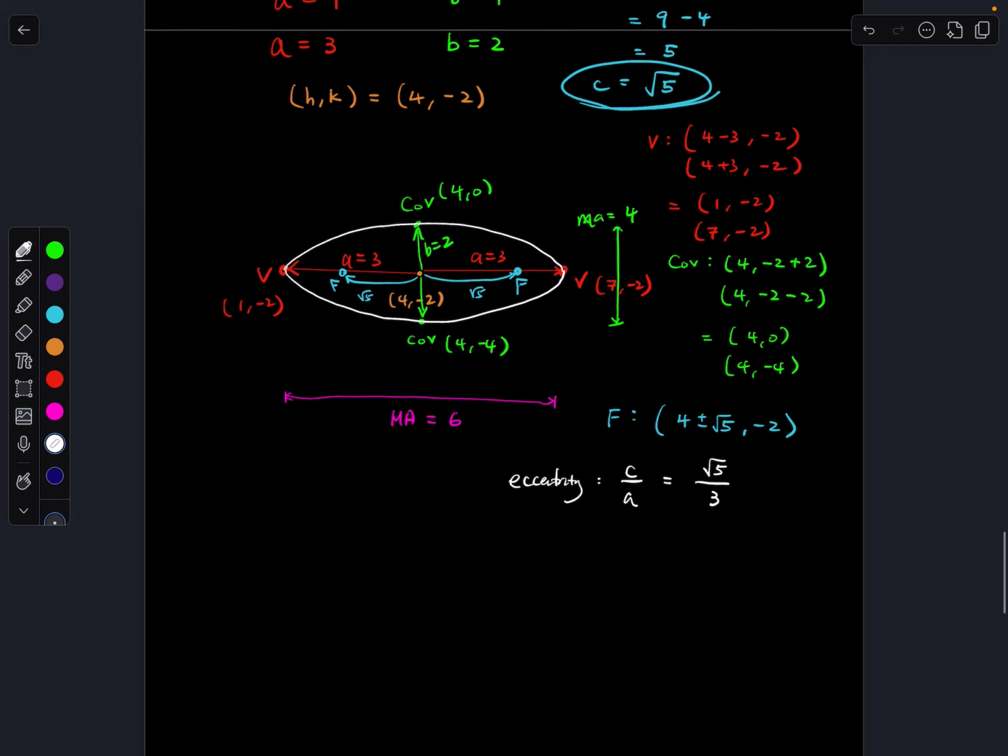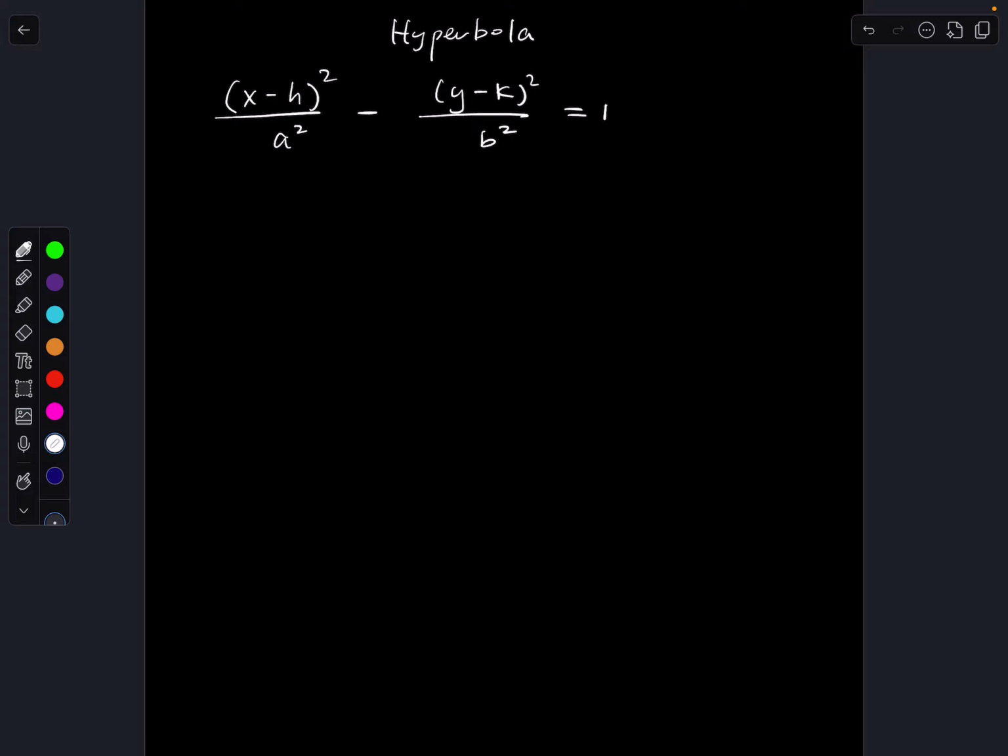Last one of the conic sections, we're going to talk about hyperbola. So how does a hyperbola look like? Well, there are again two equations. One is going to be x minus h squared over a squared minus y minus k squared over b squared equals 1. This is what we call a horizontal hyperbola. The next one we have is y minus k squared over a squared minus x minus h squared over b squared equals 1.